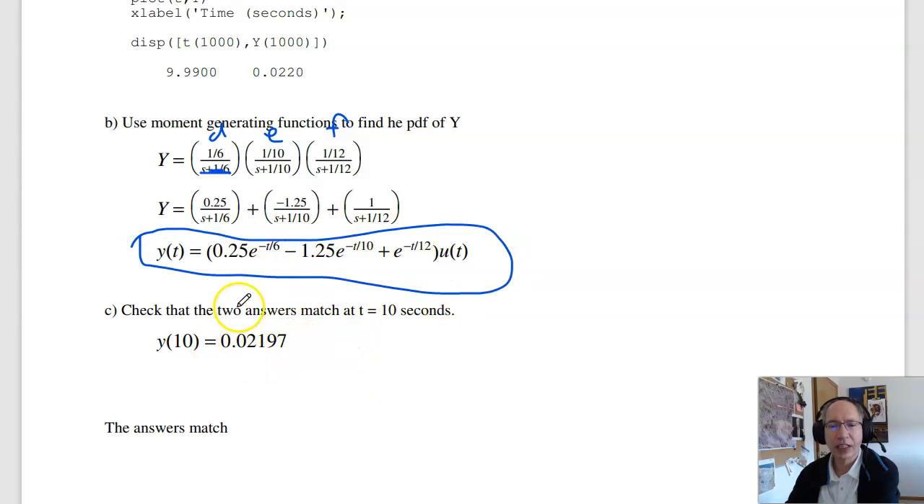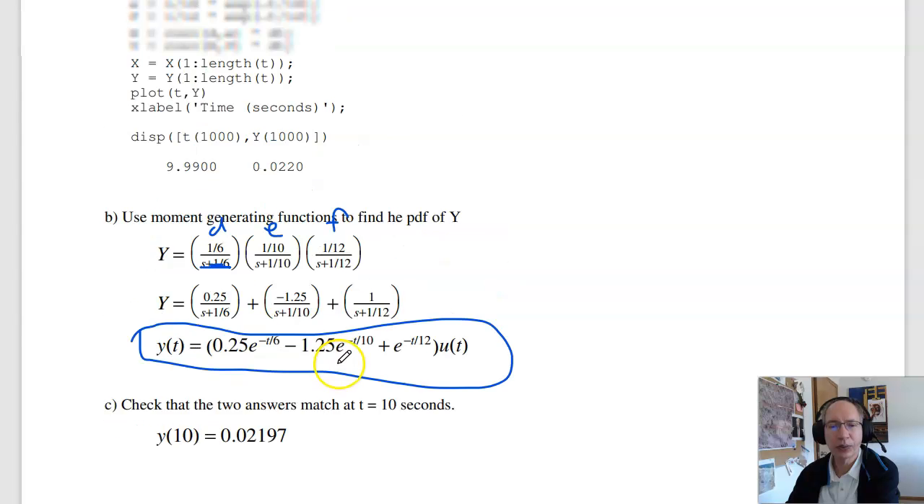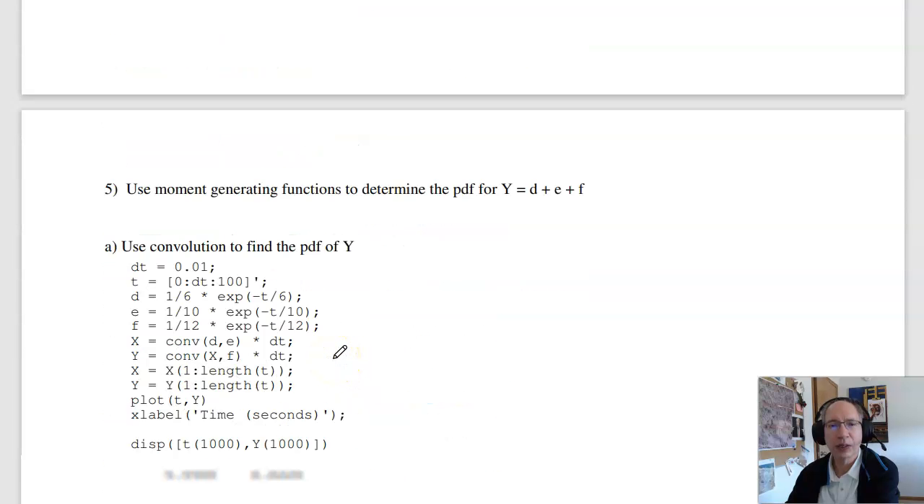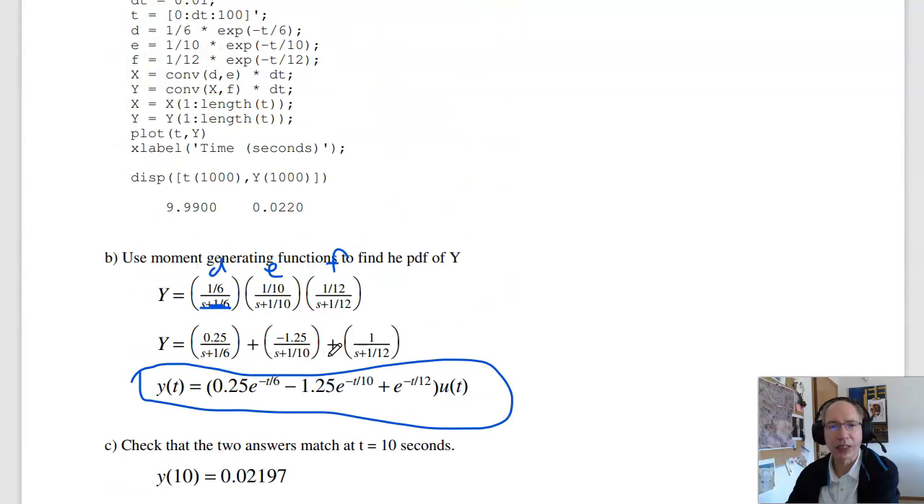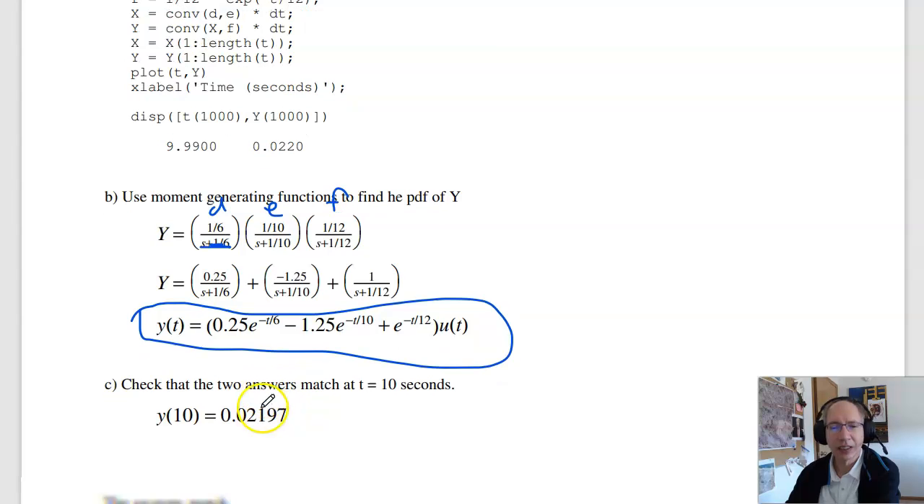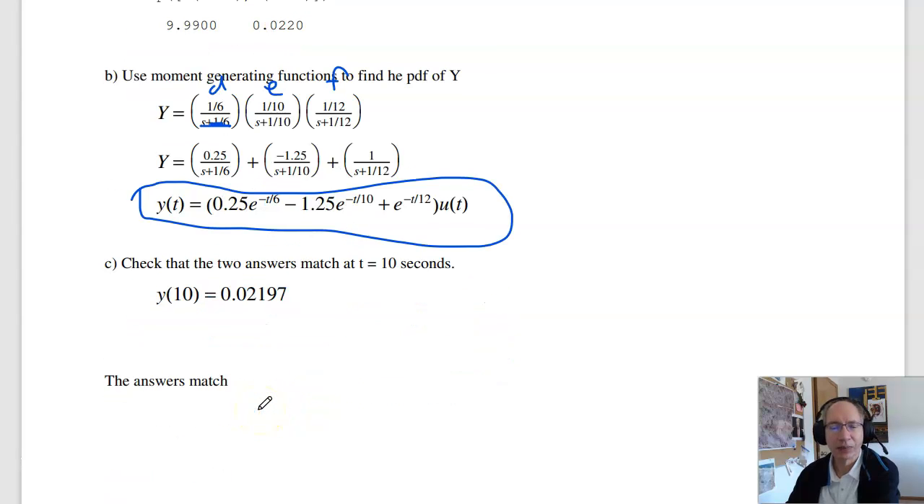And as a check, if I plug in 10 seconds, I get 0.02. If I go up somewhere, because I didn't plot it. Well, if you plot it, I'll get the same answer. So that's homework set number 7 for ECE 341.